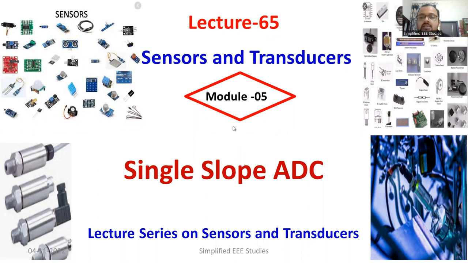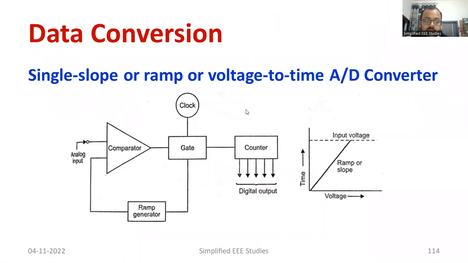First of all, let us study the different names you can call it. Single slope ADC is also known as ramp type ADC, or you can call it a voltage to time analog to digital converter. These are the synonyms of single slope ADC. Now let us understand single slope ADC with the help of a diagram. I request everyone to observe the diagram carefully.